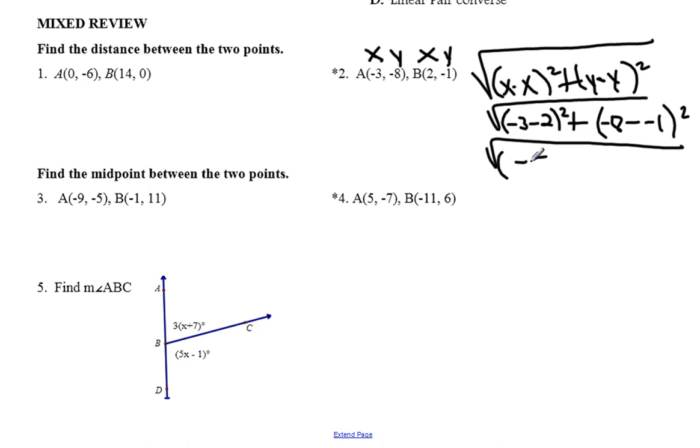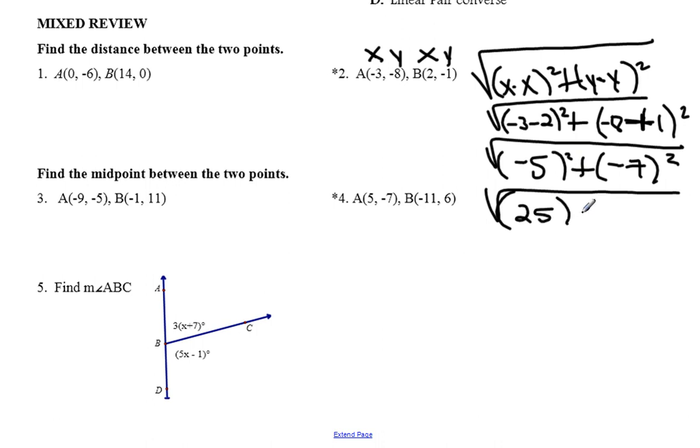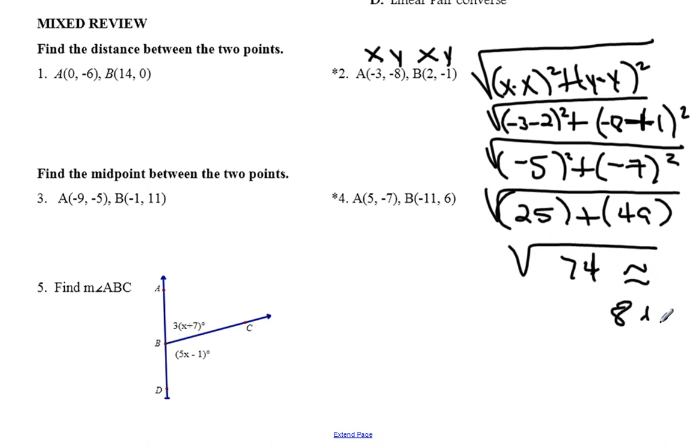-3 minus 2 is a -5. I'm going to square it. -8 minus a -1 is like saying -8 plus 1. So that's -7. I'm going to square it. -5 squared is a positive 25. -7 squared is a positive 49. Together, 25 and 49 is 74. And the square root of 74, if you put that in your calculator, is approximately 8.6. That's the distance between A and B.